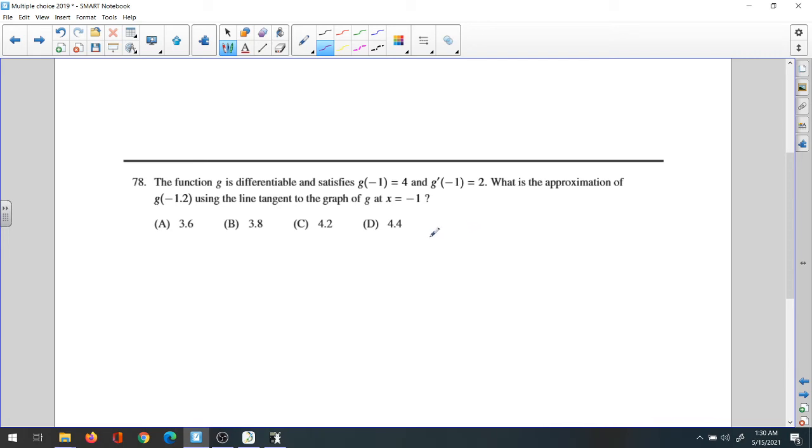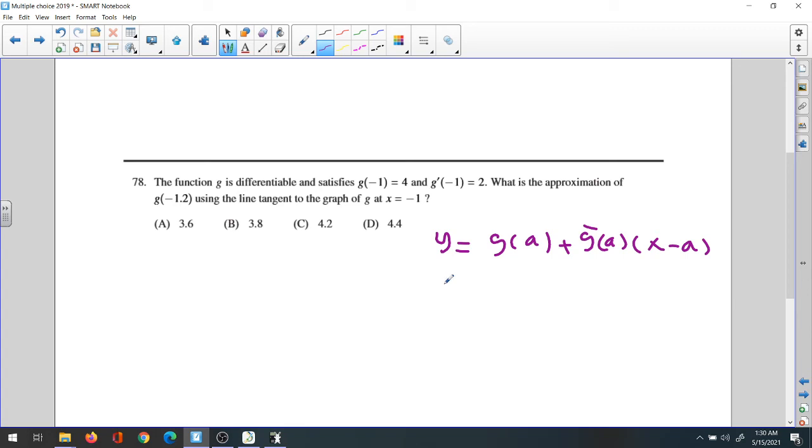So you're going to set up this equation here. y equals g of a plus g prime of a times x minus a. Here g prime of a means the slope, and this is x minus a, and this is g of a, and we now have the value a equals -1.